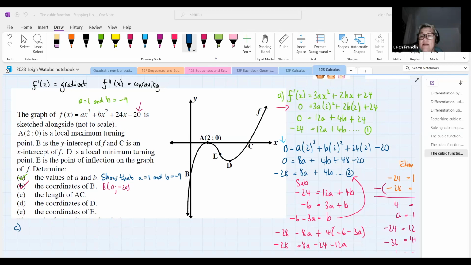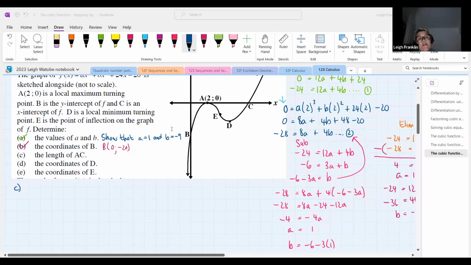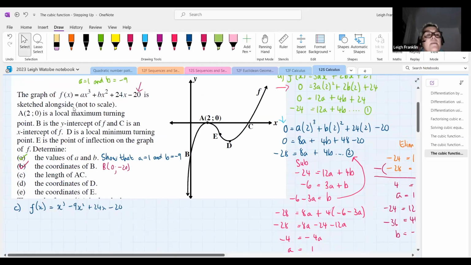Now again, there are two ways in which we can answer this question. There's one way that's a little bit shorter, and there's another way that's a little bit longer, which is probably the one that is more familiar to you. So I'm going to do it the slightly longer way, and then if you want me to show you the other way, I'm more than happy to do that as well. In order to calculate the coordinates at C, we need the equation. So the equation is f of x equals, remember we calculated a as 1, and b was negative 9, and it was plus 24x minus 20, if my memory serves me correctly.